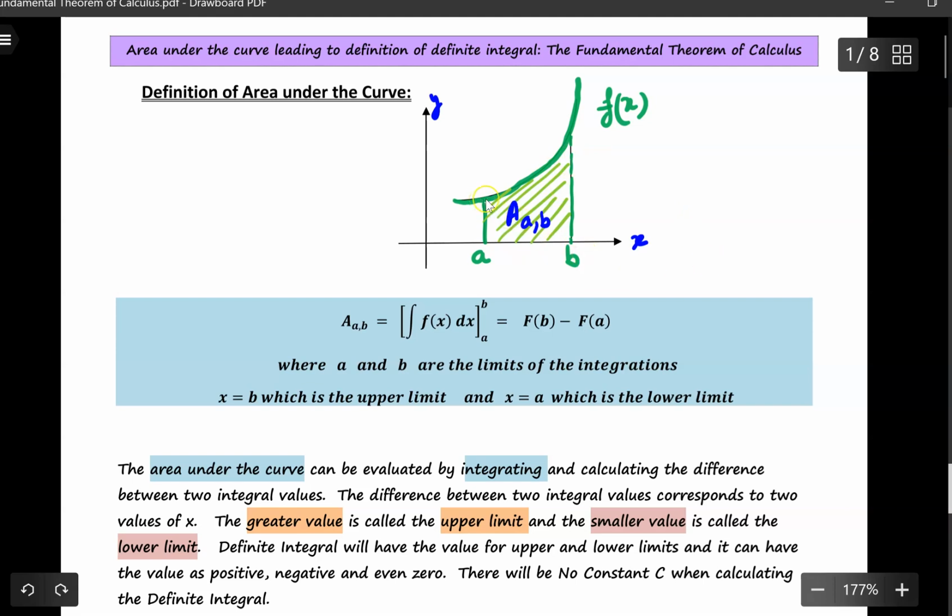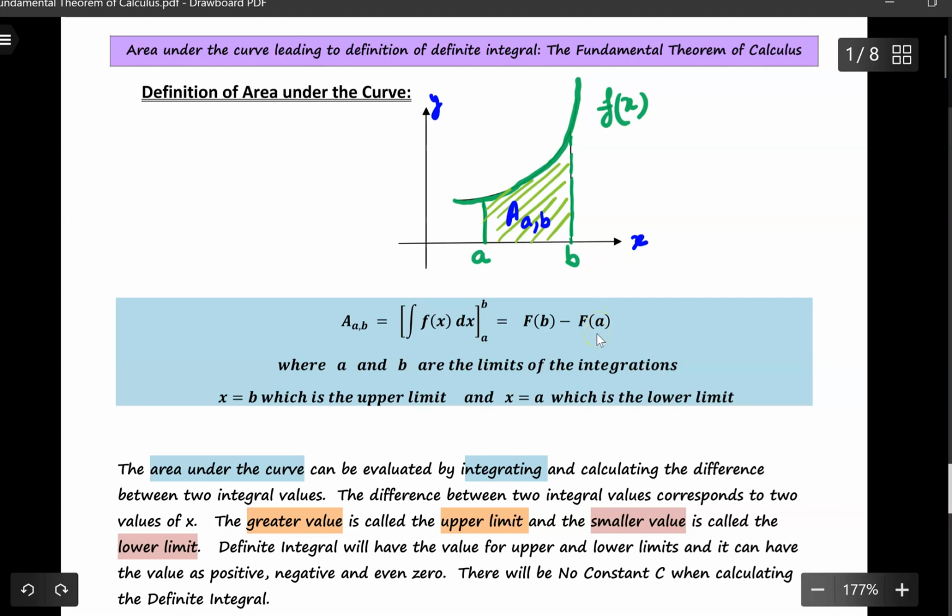So the fact that this function is continuous between these 2 points, I am going to integrate. I will apply the integral for this function, and then I will calculate the difference between the 2 integral values. So after I evaluate this, I will have F. In this case, I substitute the value of b into x, and I subtract the integral that I found evaluated at the value of x equal to a.